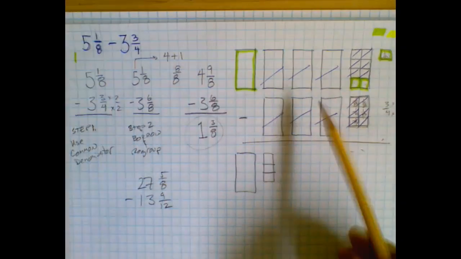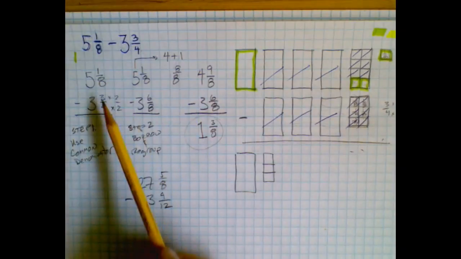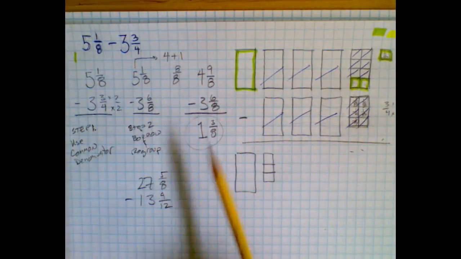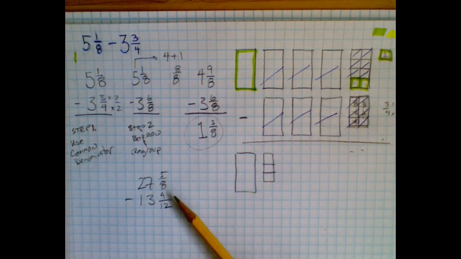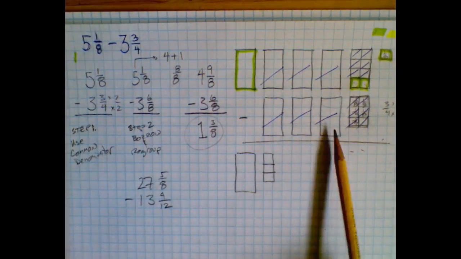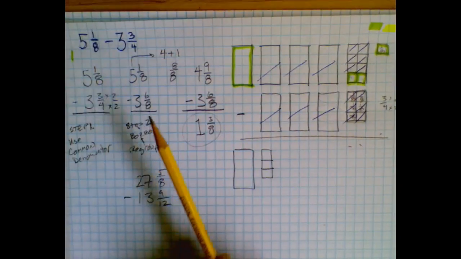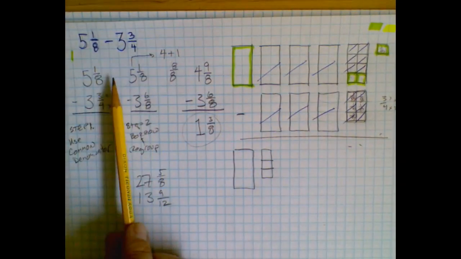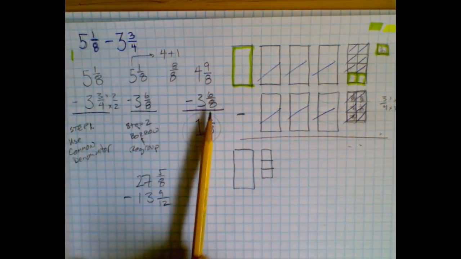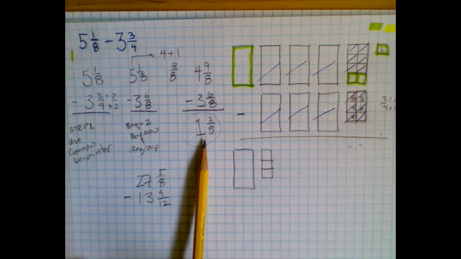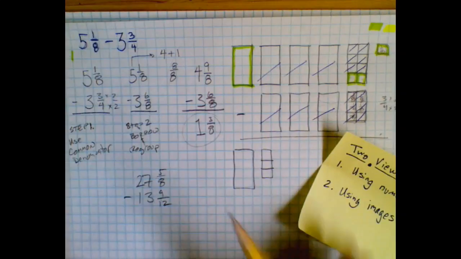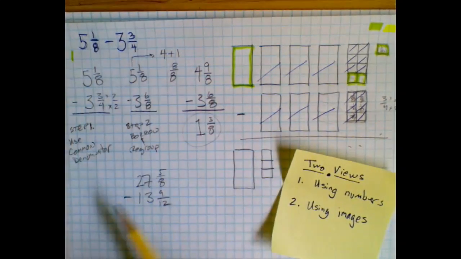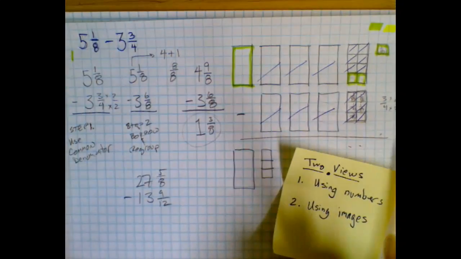We could see that the drawing works fine for numbers that aren't too large. But once we get into larger numbers, and most things include larger numbers, the drawing doesn't work very well, which is why we have to master the borrowing and regrouping in order to do the fraction subtraction here. So there are your 2 views, one with numbers, one with images, right?